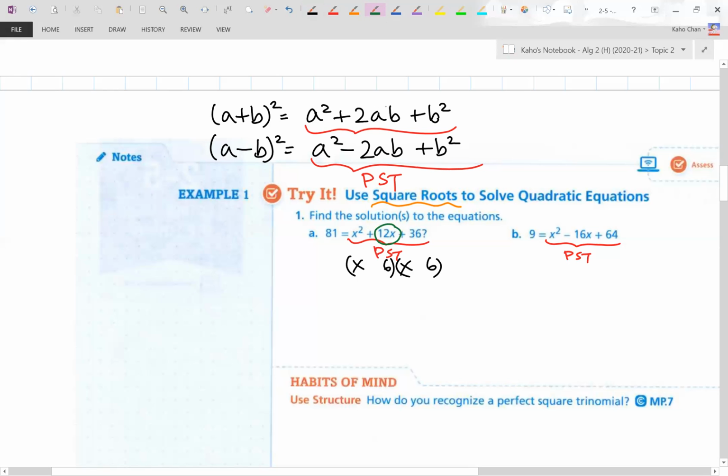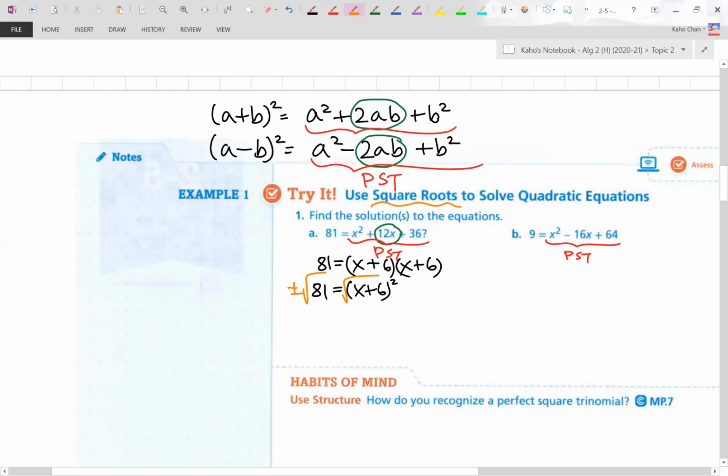The doubling is right here. Doubling, doubling. Okay? The square root of the ends. So it is a perfect square trinomial, and it is a plus plus. I'm going to combine those together. X plus 6 squared equals 81. And I'm going to go ahead and continue by square rooting both sides. This is Enrique's technique.